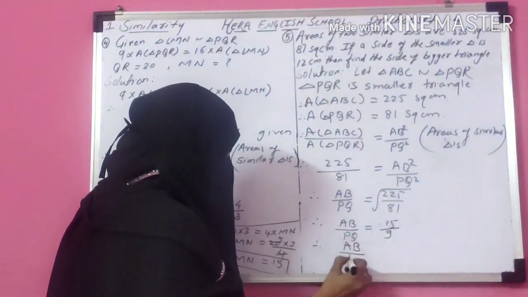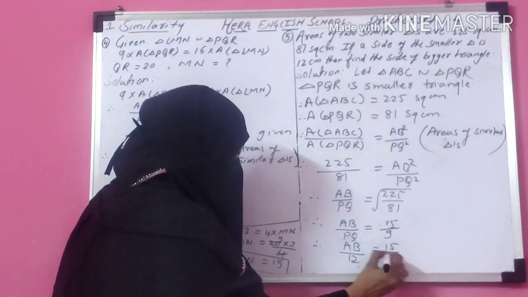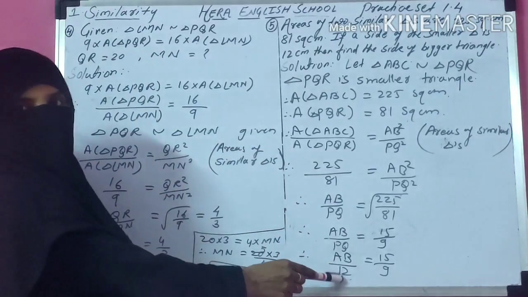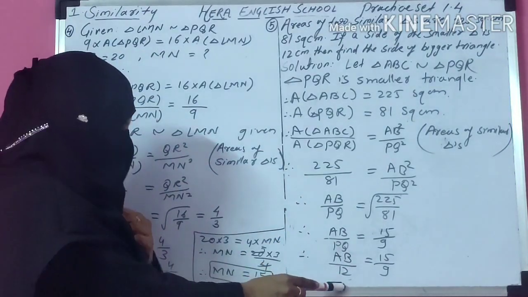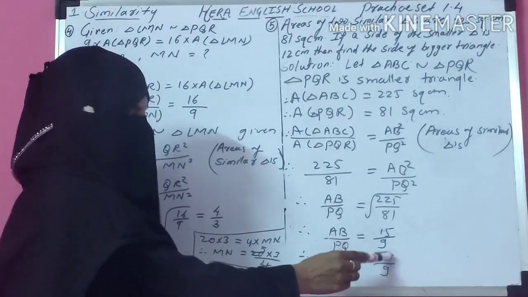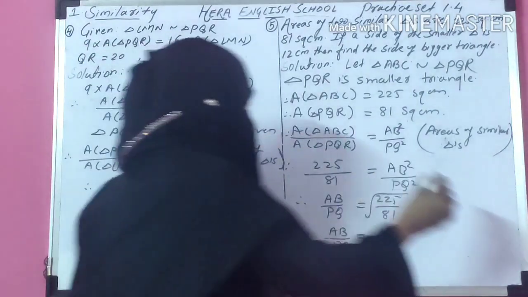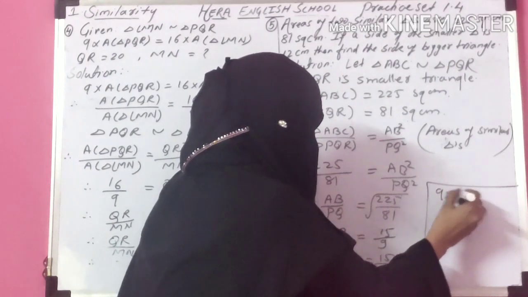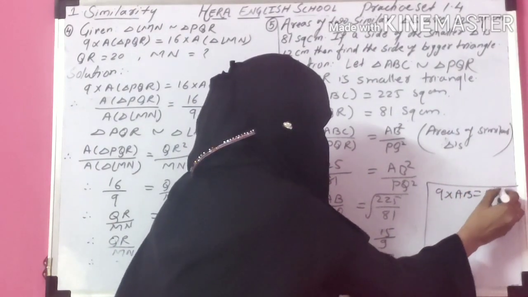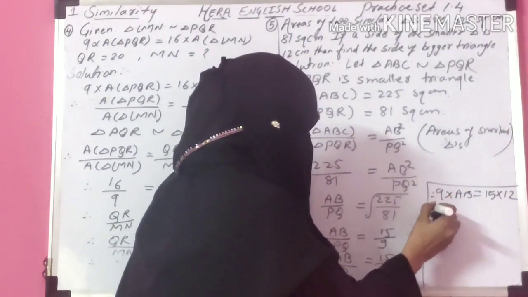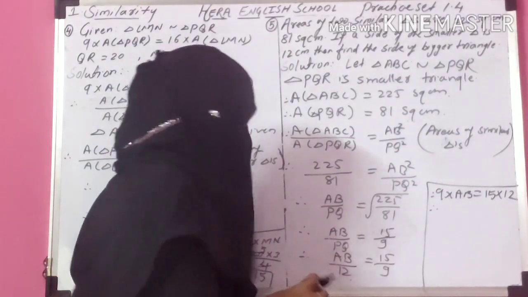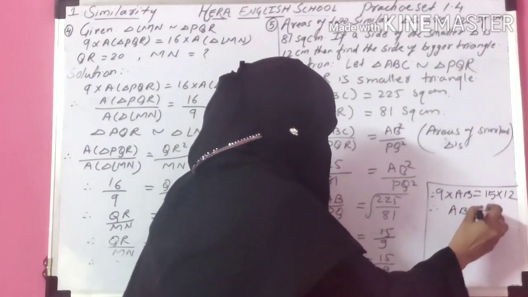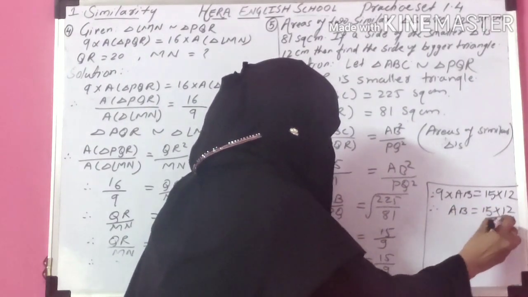So therefore AB upon 12 is equal to 15 upon 9. Got it? I have substituted the value of PQ, that is, the side of the smaller triangle is 12. Now cross multiply. 9 into AB is equal to 15 into 12. Now 9 here is multiplied, so that side goes in divide. Therefore AB is equal to 15 multiplied by 12 divided by 9.